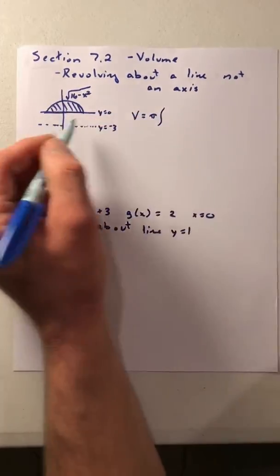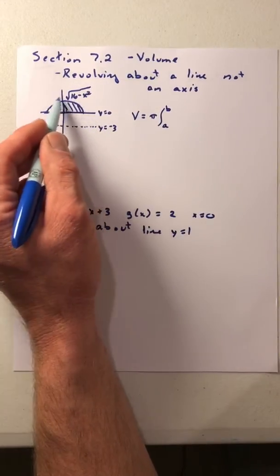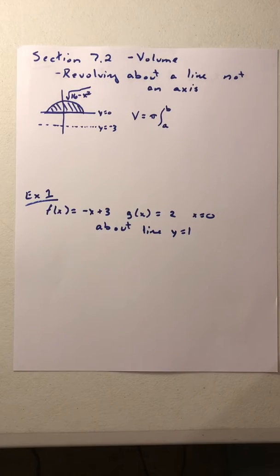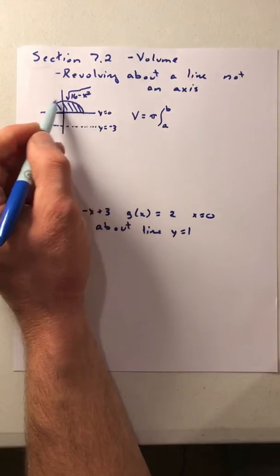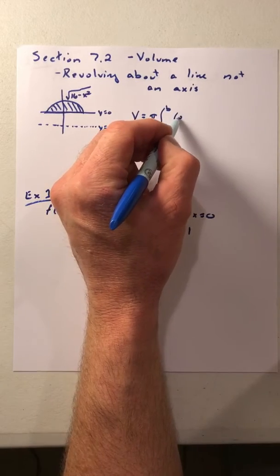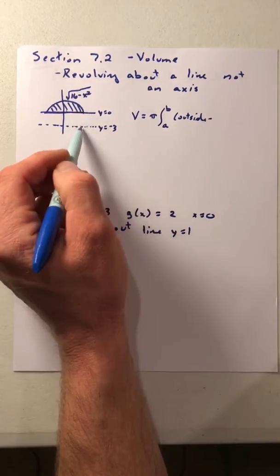Well, our volume is going to be the integration from a to b of that top curve, but we have to be careful when we say top curve because depending on the orientation of the graph, we're going to call it more of the outside curve. So we're going to do outside minus that axis of revolution.